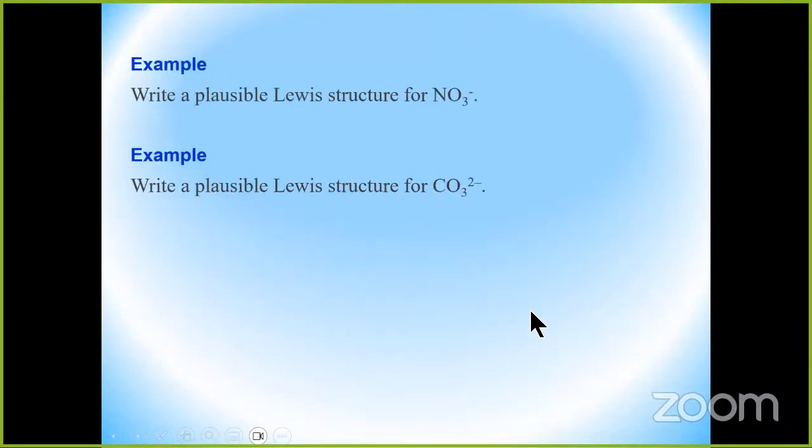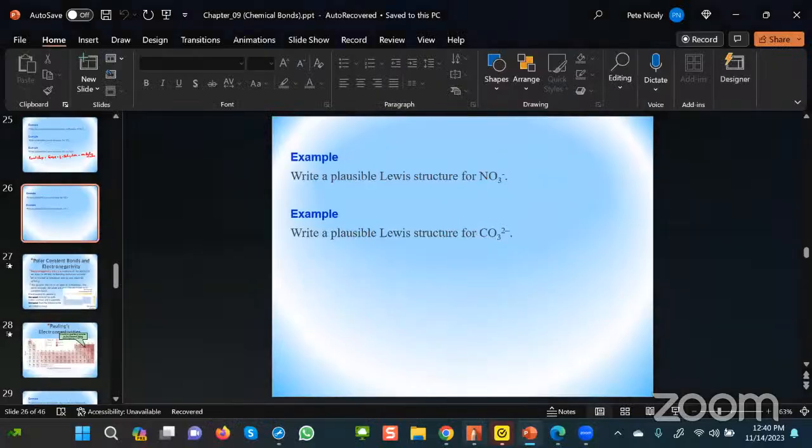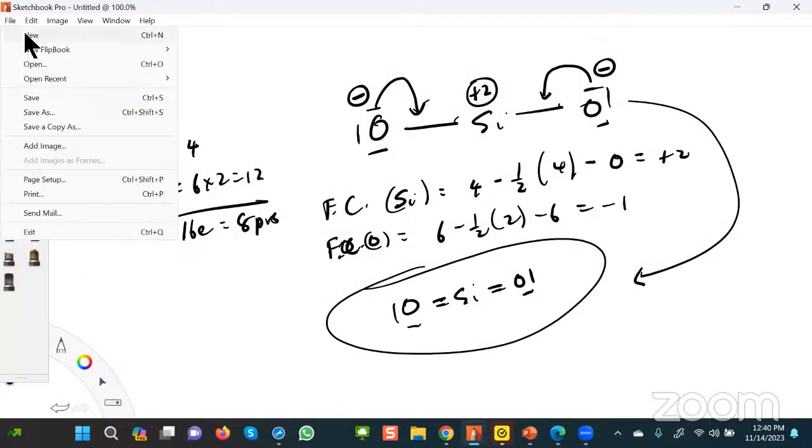Oh, some other examples, okay. And these are important because these are polyatomic ions. All the examples that we have looked at so far were molecules, all right? So let's see how we deal with polyatomic ions. So let me go back to my writing pad here. So the first one is a nitrate, NO3 minus.